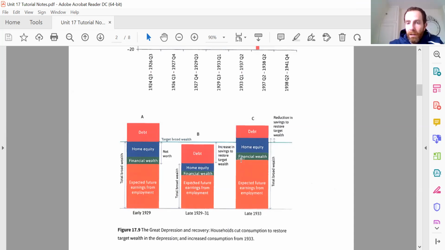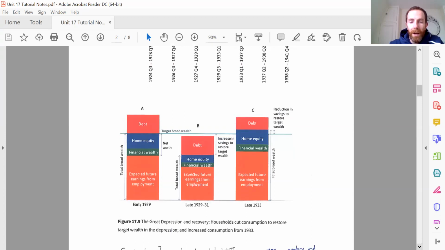And then we see a kind of recovery period. So late 1933, maybe people are feeling more positive because they're seeing the government stepping in. And so expectations of future earnings go up. Financial wealth recovered a bit, home equities recovered a bit. And in fact, now we're at a place where total wealth is above the target. And so we might see some reduction in savings, increased consumption, and that will boost aggregate demand.